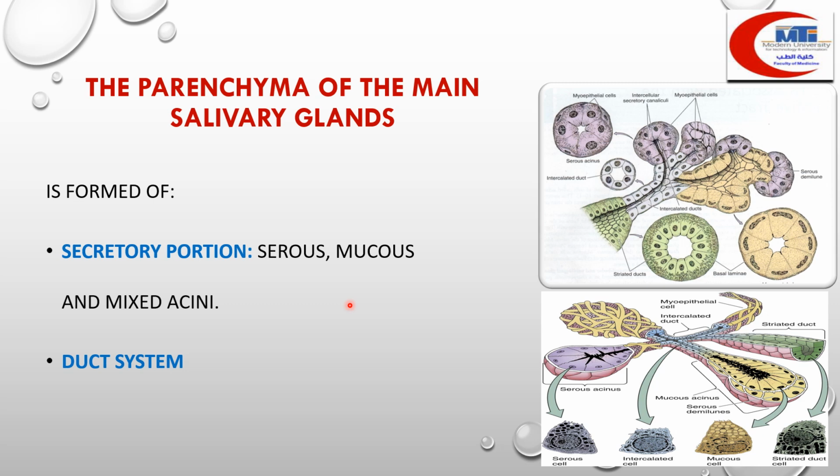The duct system or portions are highly branched and range from small intercalated ducts to very large main ducts. Duct system that carries the secretion from the secretory portion or unit to the outside of the gland, to the mouth cavity.